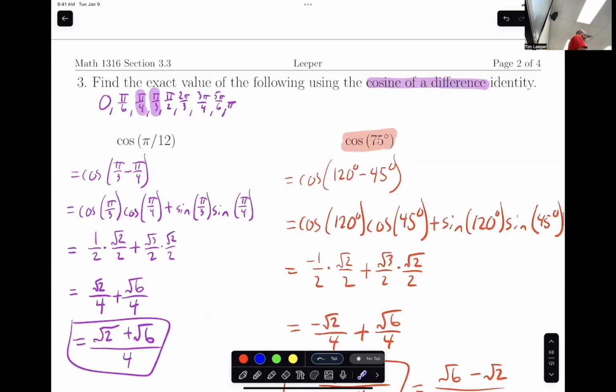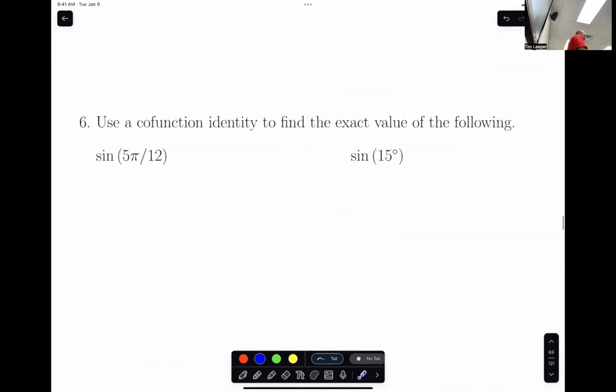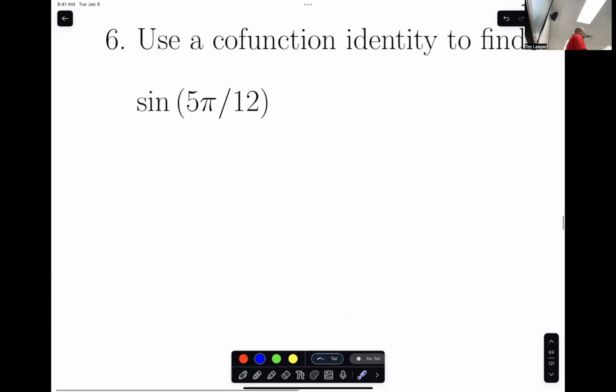Why are these useful? Well, let's come down here and look at the following. Use a cofunction identity to identify the following: sine of 5 pi over 12. Well, 5 pi over 12 is not one of our special angles, right? So with our special angles, we'll have to do the following. Now, sine is not even something we're really looking at, so we can't use the sine of a sum or difference to get there, at least not yet. Tomorrow, yes, we will be able to, but not yet.